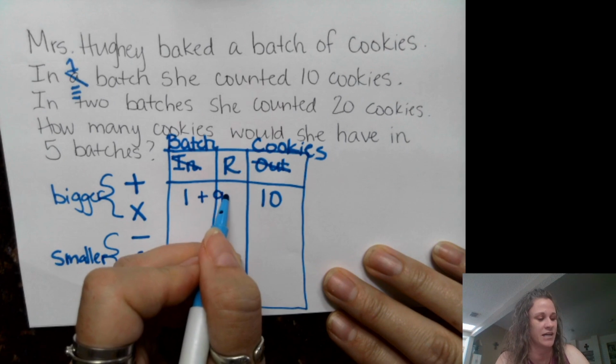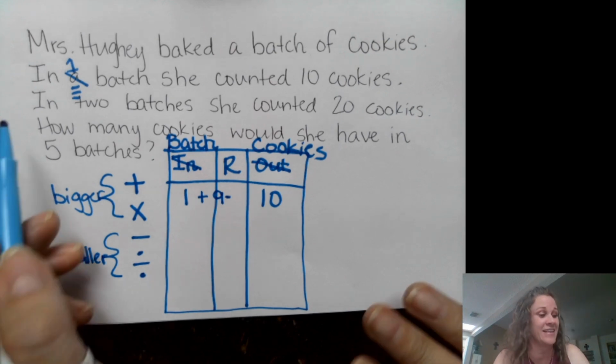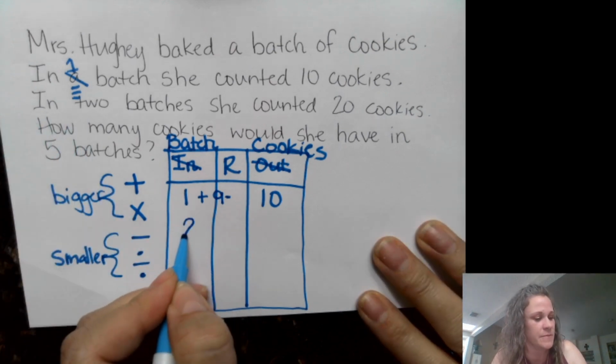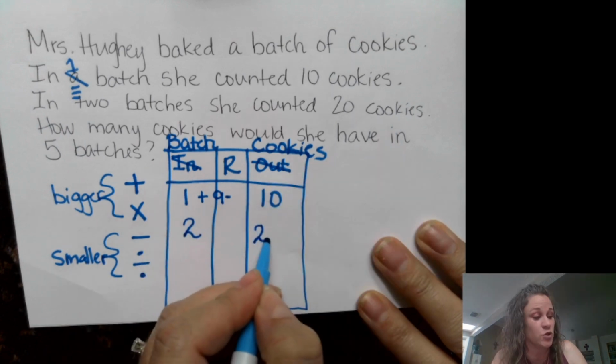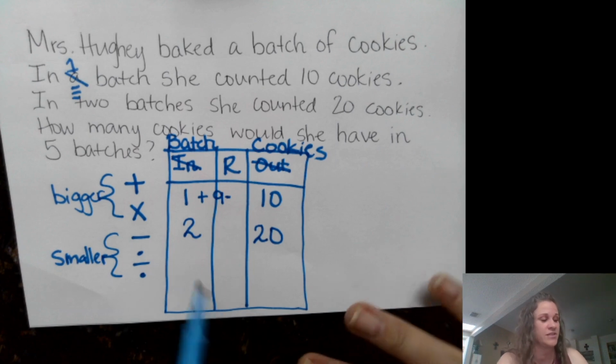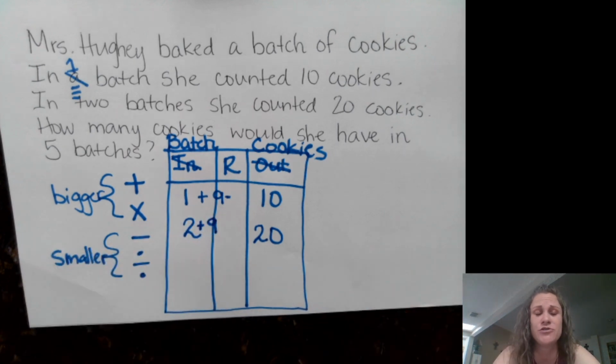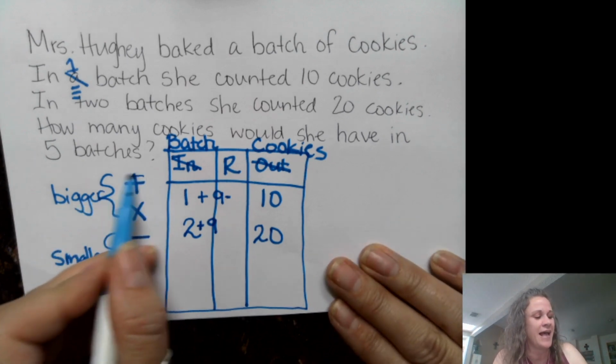Now remember, we talked about that you can work this way too and say 10 minus 9 is 1. That looks good to me. So that must be my answer. No. Okay, I gotta look at the next one. It says in 2 batches, she counted 20 cookies. So remember, my rule has to apply to everybody. So if I added 9 here, I'm going to have to add 9 here too. Is 2 plus 9 20? No, it's 11. Okay, so I know I'm not adding.